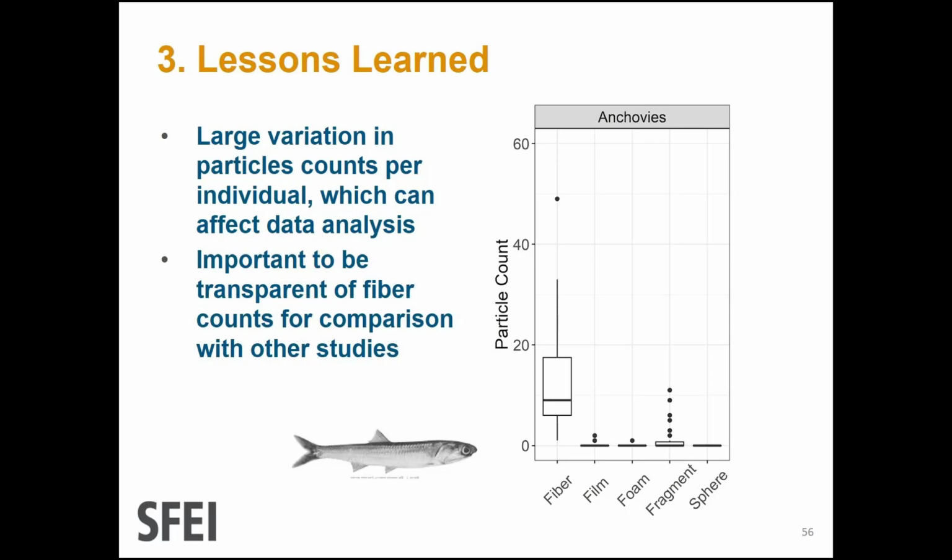We also noticed that it's really important to be transparent about the fiber counts, first because there's significantly more fibers than the other particle types, and also many studies don't report fibers, so it's really important that users can either include or not include the fiber counts from the total particle counts. And while we didn't have field blanks for these tissue samples, having the lab blanks was really important for representing some of the background contamination that might occur from processing these samples.